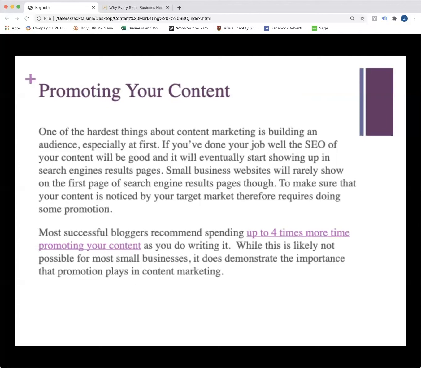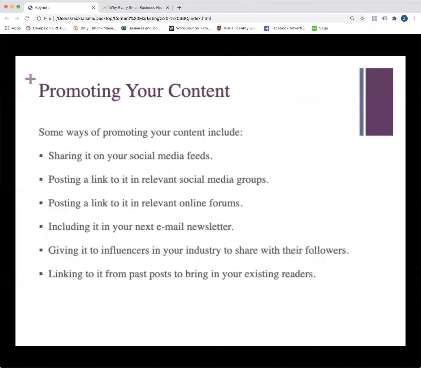Again, if it takes you 3-4 hours to write the piece of content, you don't want to just do one social media post and leave it alone. Really take the time. You've invested all that time in writing that article, so take the time to properly promote it. The ways you can do that are sharing it on social media. Also, if you find some relevant social media groups that have questions that this article answers, pop that in there.